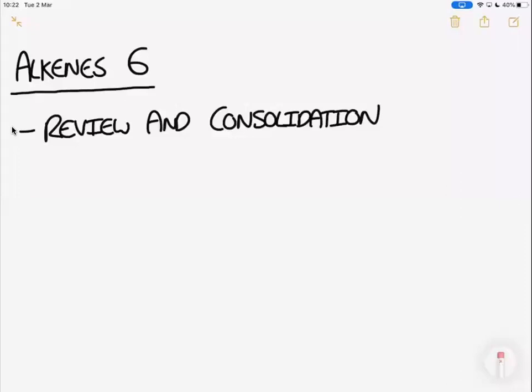Hello and welcome to Alkenes 6. So there's no new content in this lesson. It's very much an opportunity to review and consolidate a couple of bits and bobs, including a little bit of revision from before the alkenes topic and just general organic chemistry. It's not going to be super long.